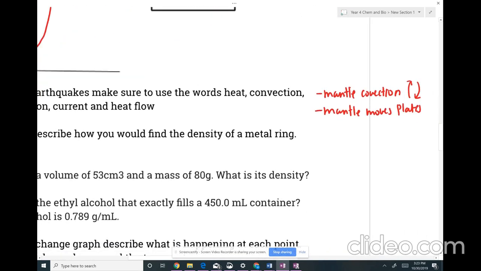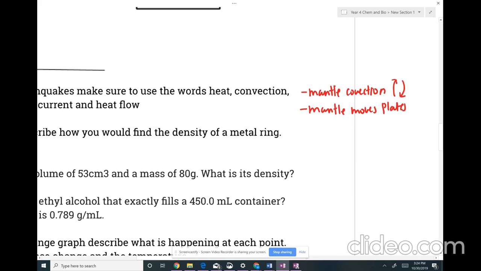These plates move at plate boundaries. The plate boundaries crash into each other, so plates collide. They will also move past each other, and they get that stuff going.